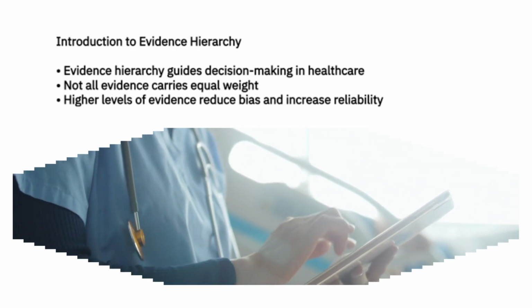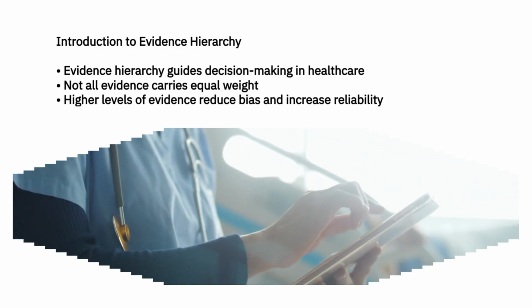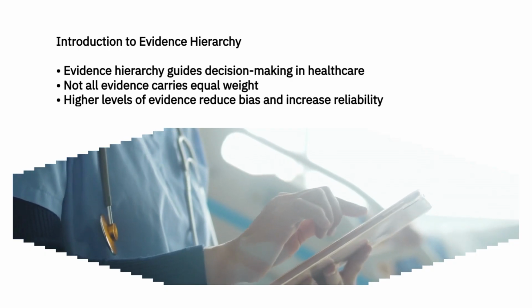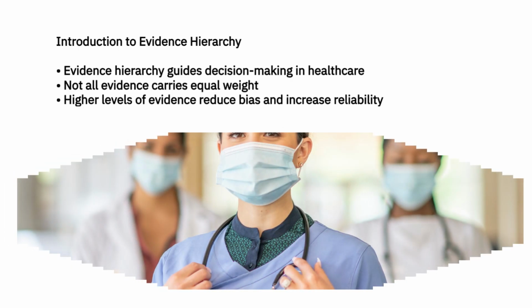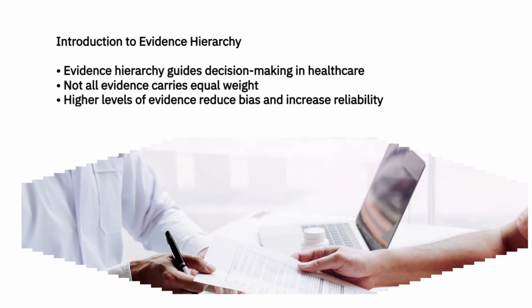This concept is fundamental, because while there are many types of evidence we can generate, not all evidence carries equal weight when it comes to shaping decisions. The idea of an evidence hierarchy is that we rank different study designs based on how reliable and trustworthy they are. At the bottom, you'll find things like expert opinions or case reports, useful in some contexts, but prone to bias. As you move up, you encounter observational studies, randomized controlled trials, and finally, systematic reviews and meta-analyses, which sit at the very top.